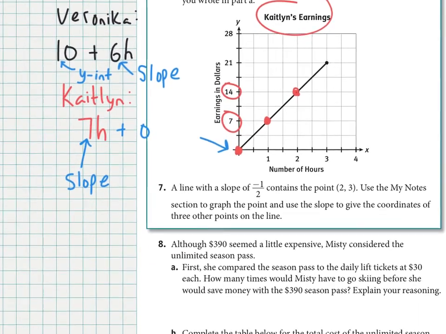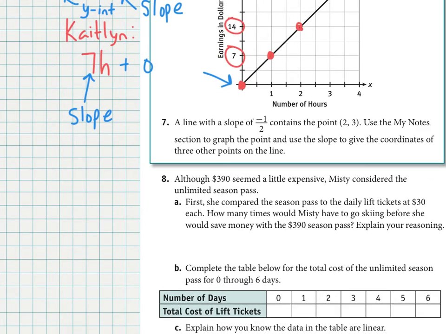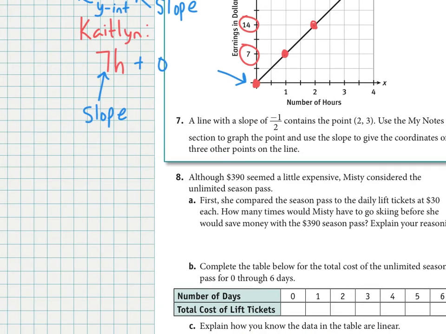All right, number 7, let's see if we can walk through that one. So a line with a slope of -1/2 contains the point (2, 3). Can we use the My Notes section, so the little graph paper over here? Okay, let's make a graph out of this. So the point (2, 3), here's (0, 0). The x value is over 2, up 3. Okay, so there's the point (2, 3) right there. X is 2, y is 3.